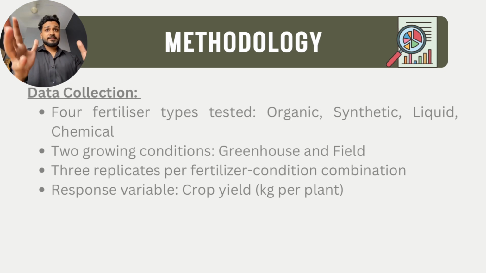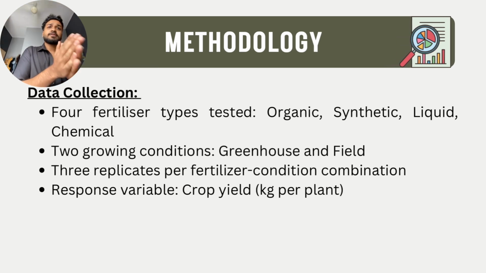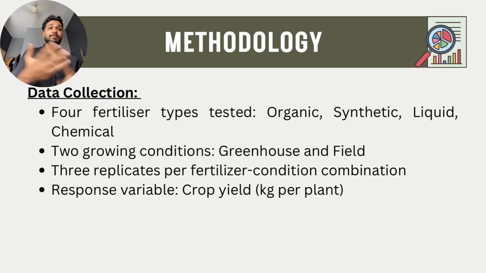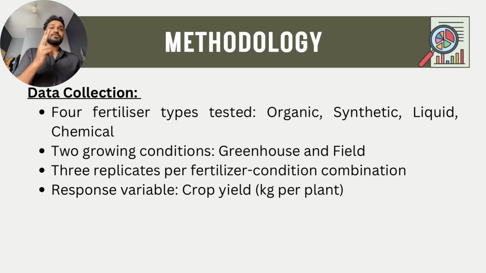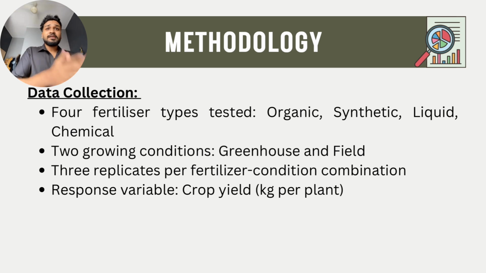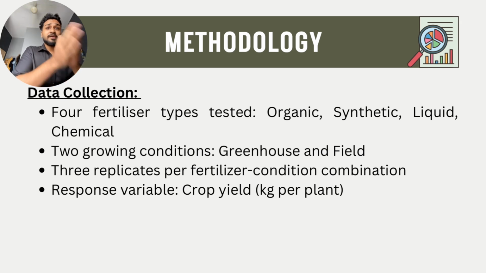Okay, so next, I'll walk you through the methodology used in this study. We tested four types of fertilizer, which are organic, synthetic, liquid, and chemical, under two growing conditions, which are the greenhouse and field. For each combination, we collected crop yield data from three replicates, giving us a total of 24 data points. The response variable was the crop yield measured in kilograms per plant.